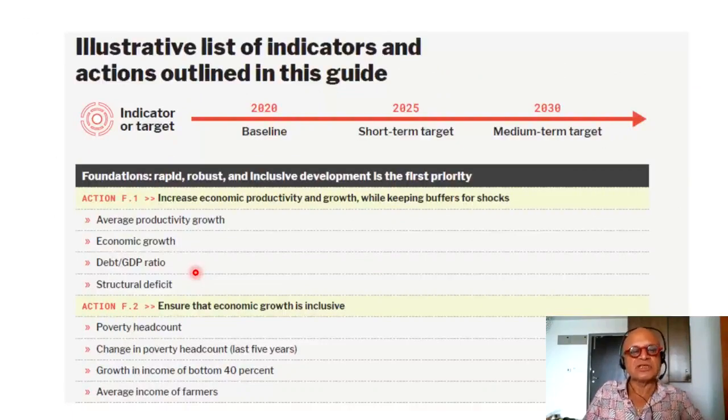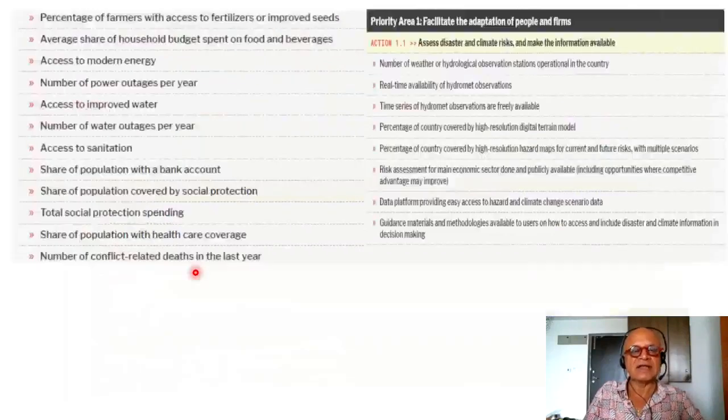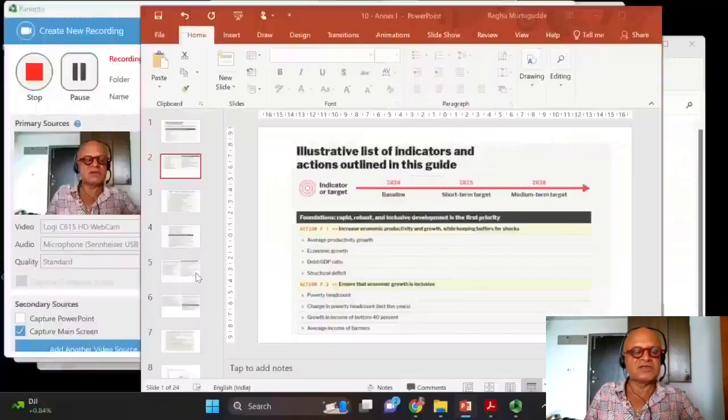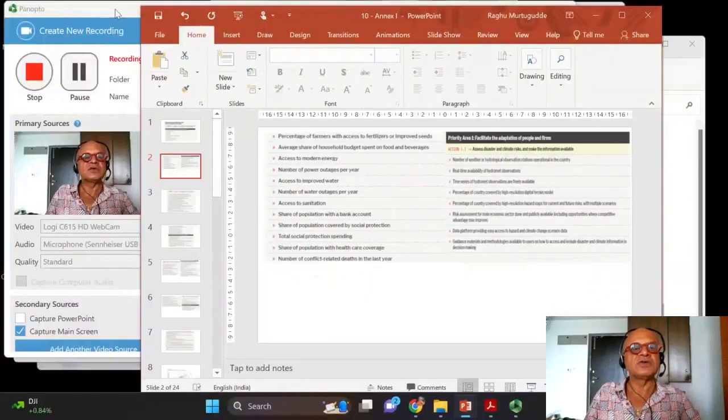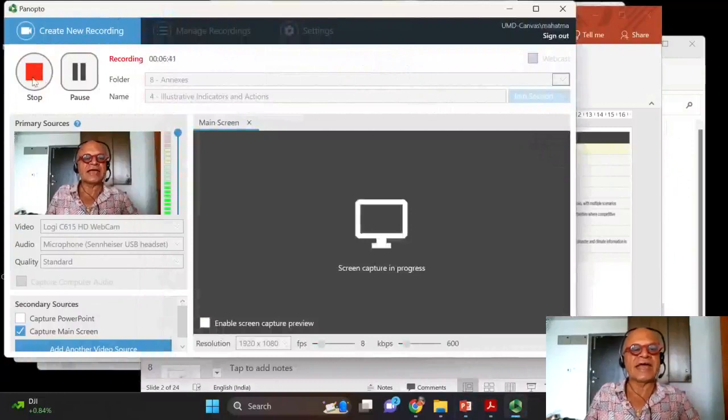So I'll put this in section 1, and then we'll come back and look at priority area 1, which is to facilitate the adaptation of people and firms. Okay, these will be short, but that's okay, just to keep track of the indices and actions.